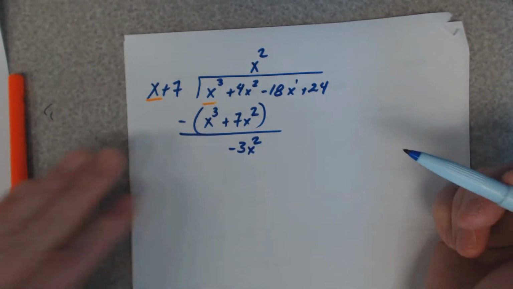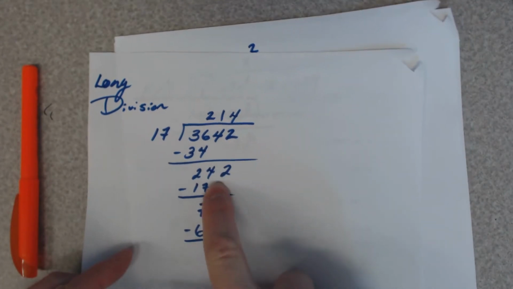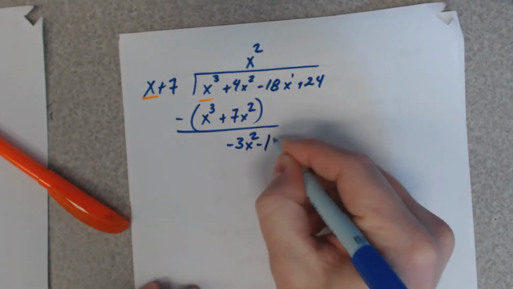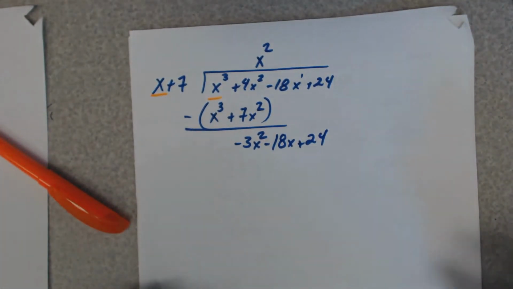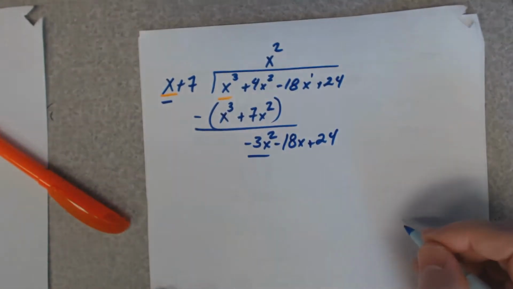And just like in the long division I did a second ago, where I brought down, I subtracted, and then I brought down what was left, I'm going to do the same thing. I'm going to bring down what's left over. Then I repeat the process. How do you turn an x into a negative 3x squared?